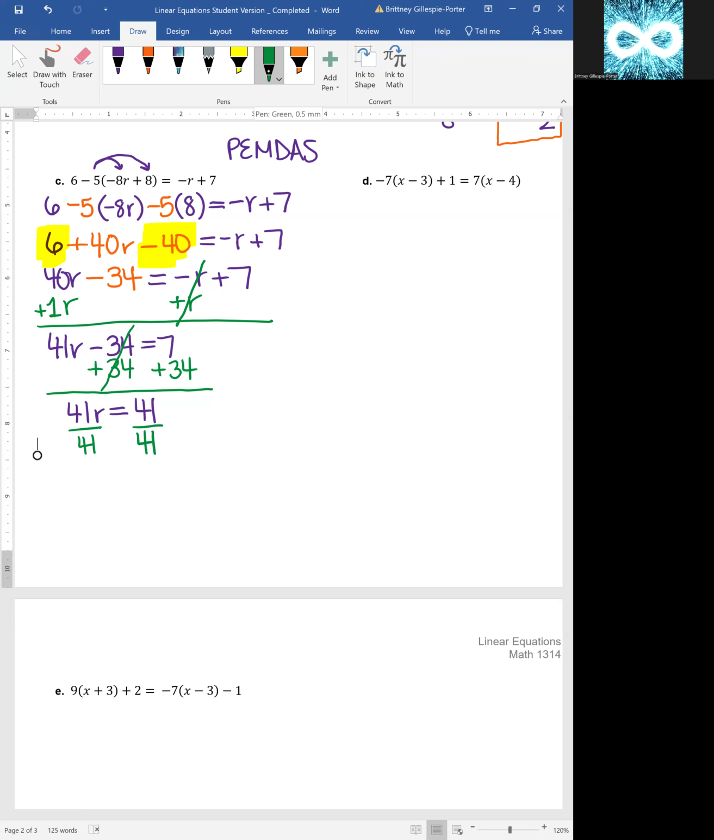41 divided by 41 is 1. So you can, again, write 1r if you would like. Bring down our equal. 41 divided by 41 is 1. And you can write this as r equal to 1. You can't drop the 1 on the right-hand side because it's not a coefficient. It's an actual constant number.